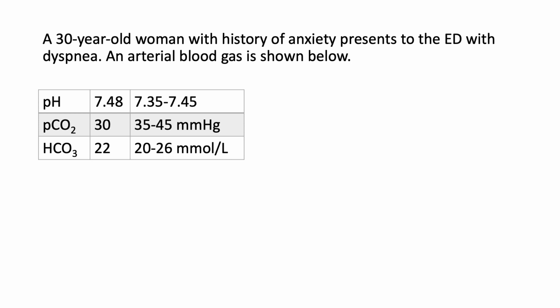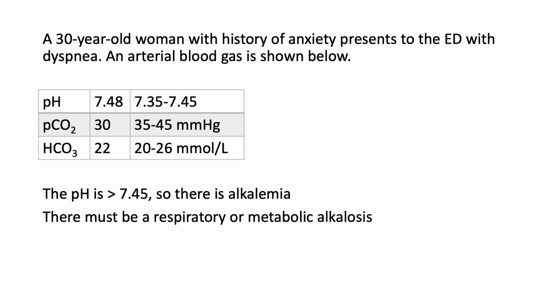All right, now we have a 30-year-old woman who's coming in to the emergency department with dyspnea, and her blood gas is shown below. So her pH is 7.48, PCO2 is 30, and the bicarbonate is 22. So since the pH is over 7.45, we'd say she has alkalemia. So that means there must be a respiratory or metabolic alkalosis causing that.